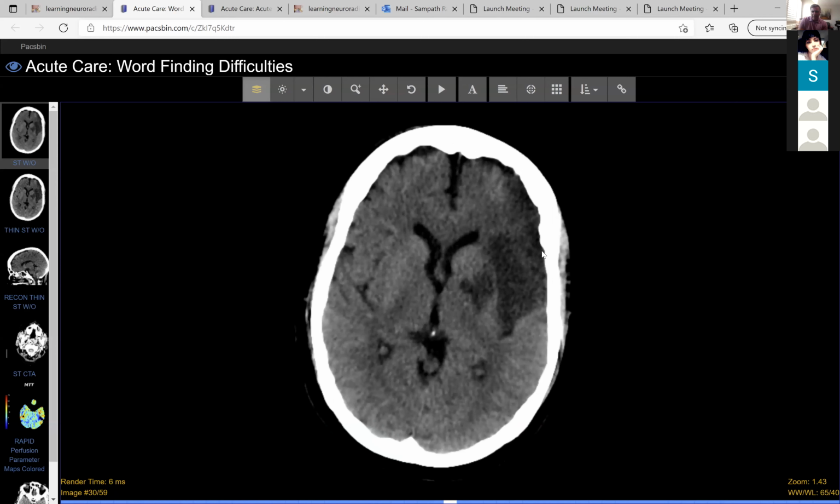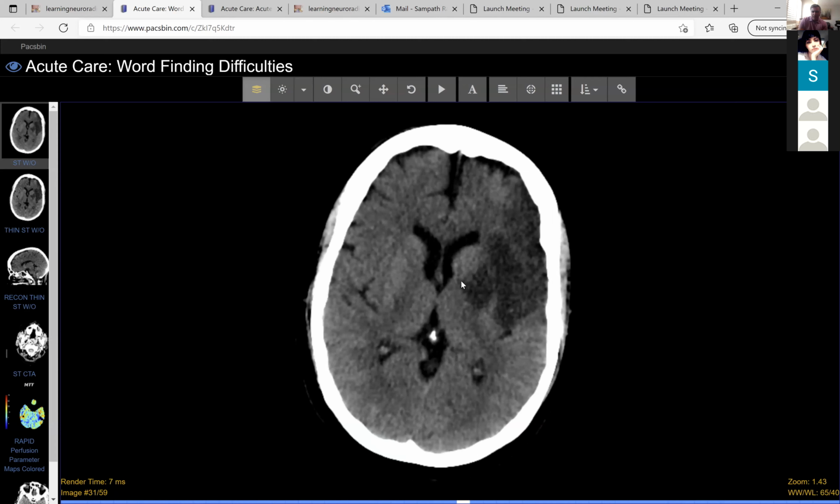And you can see here how it also involves part of the basal ganglia as well. So he probably had a prior large stroke involving his left MCA. That's why this entire portion is already dead. So this is an old infarct. This is not an acute infarct. It's something that's already been completed, and has been around for a while.